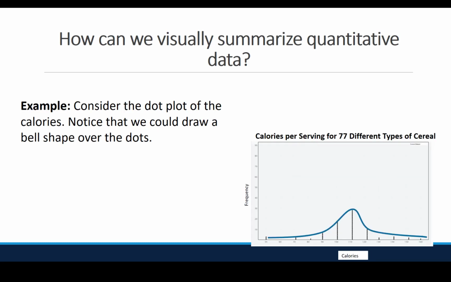Consider the dot plot of the calories. Notice that we could draw a bell shape over the dots. Even though the bell is not perfect, it is close. We would say this data set has a bell shape. Most of the points are in the center, with fewer far out at the ends or the tails. Notice that all bell-shaped distributions are unimodal. There are other ways to plot quantitative data.